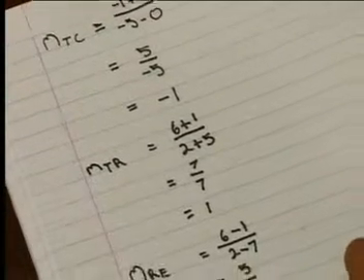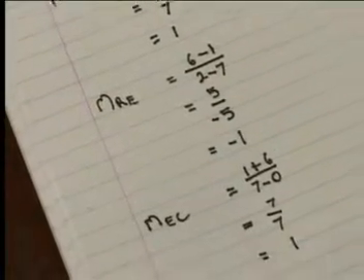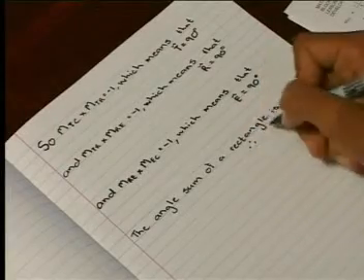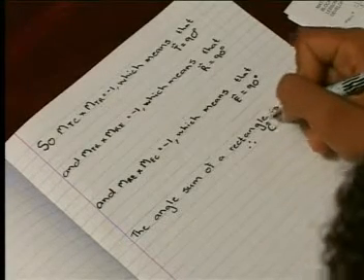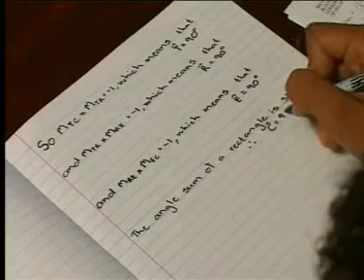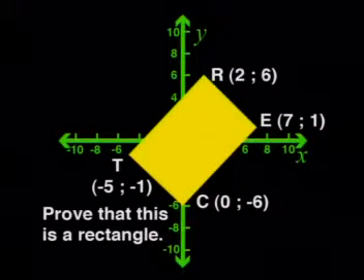Then we looked at the gradients. We wrote it as m with the name of the line here each time. You can see that we found the gradient of each line and worked out the product of the gradients. It was -1 each time. So the lines do meet at 90 degrees. Well done. You've used coordinate geometry to prove that RECT is a rectangle.